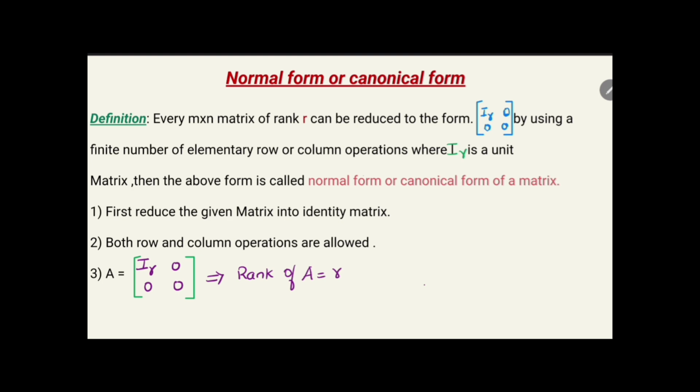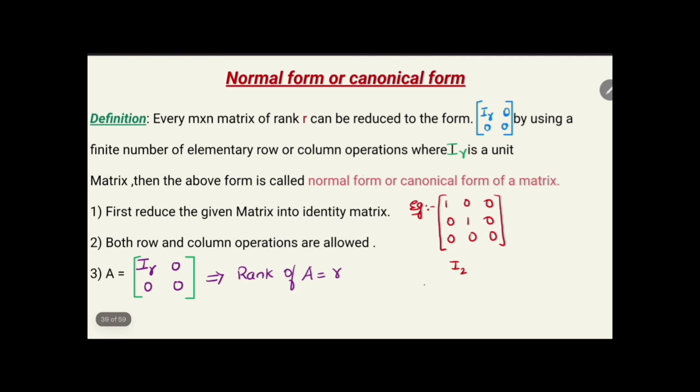For example, after solving the problem, the matrix has been reduced to [1 0 0; 0 1 0; 0 0 0]. Let us assume this is how the matrix has been reduced. Now if you observe carefully, this [1 0; 0 1] is a 2 by 2 identity matrix. So how can I write this 2 by 2 identity matrix? Simply I can write it as I2, because it is a 2 by 2 identity matrix.